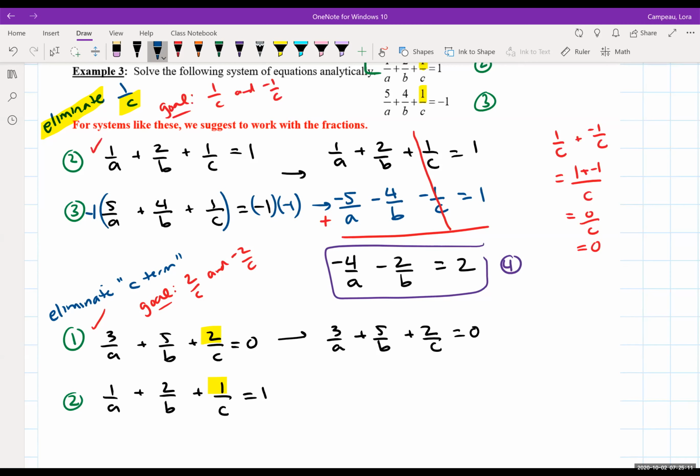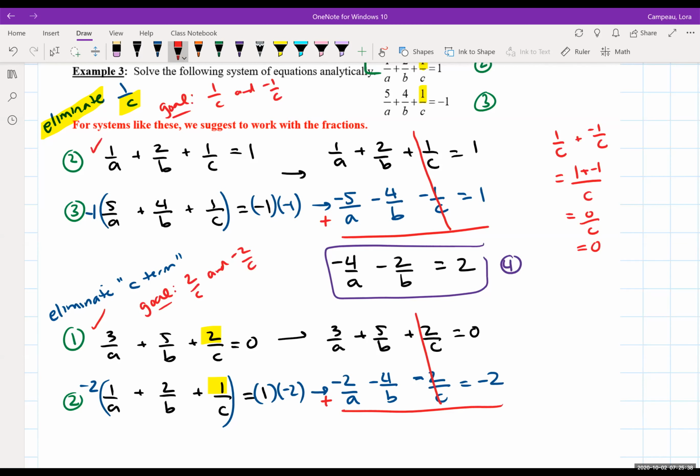And the equation number 2, if I want to turn that into a negative 2, I need to multiply both sides of the equation by negative 2. So if I do that, I will have negative 2 over a minus 4 over b minus 2 over c equals negative 2. So now if we add vertically, we'll notice that the c terms do cancel out.